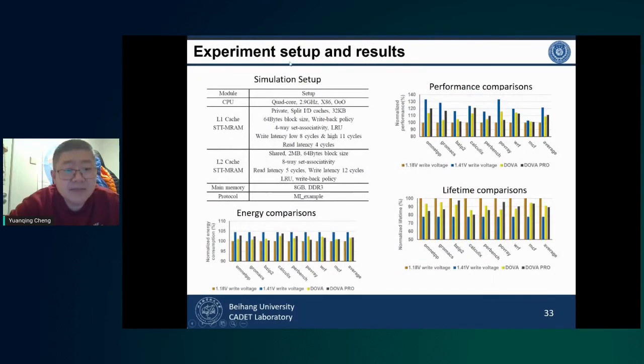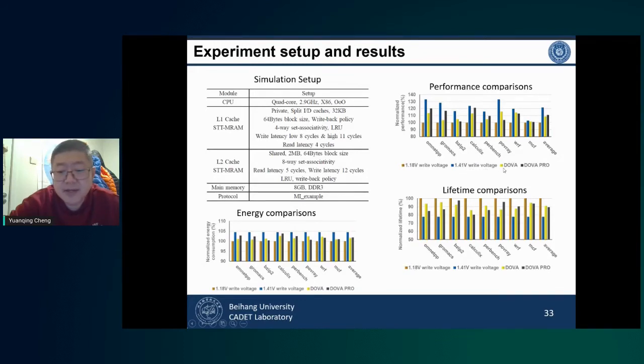This is our experimental setup and some performance and lifetime comparisons. We have 4 different schemes. The first one is we always write with the low write voltage, that is 1.18 volt. Another one is we always write with high write voltage, that is 1.4 volt.